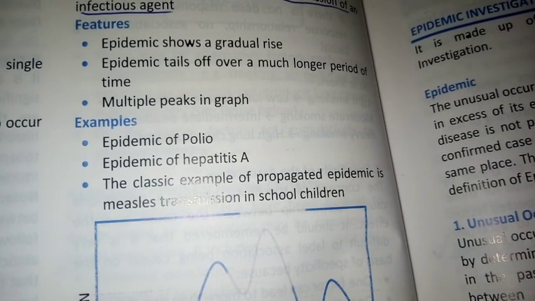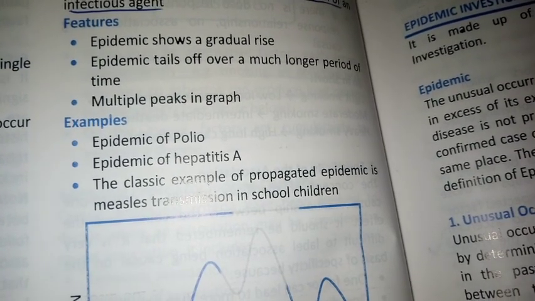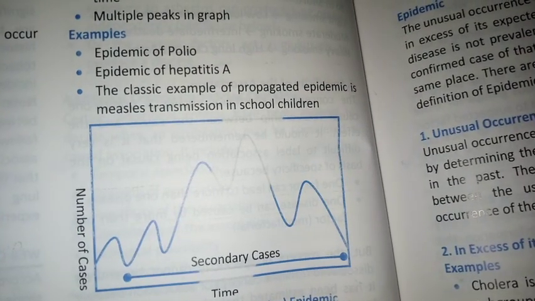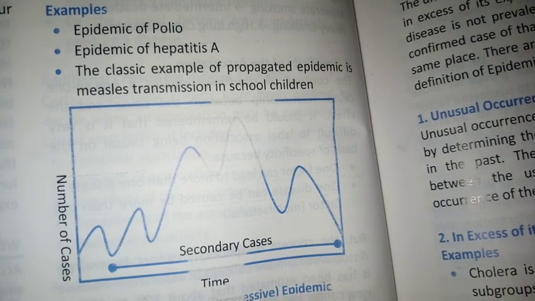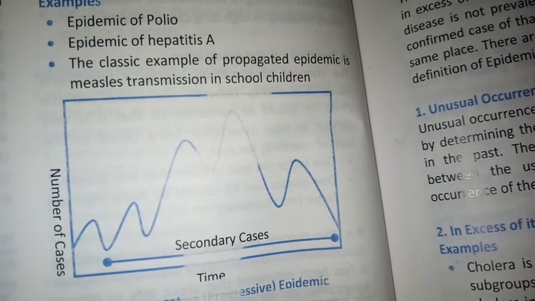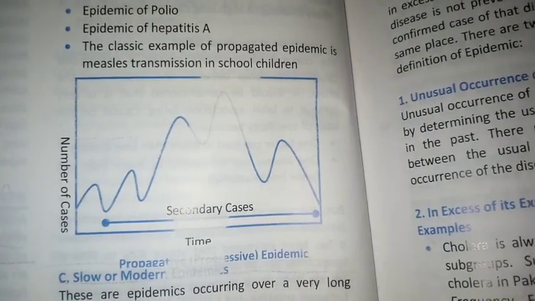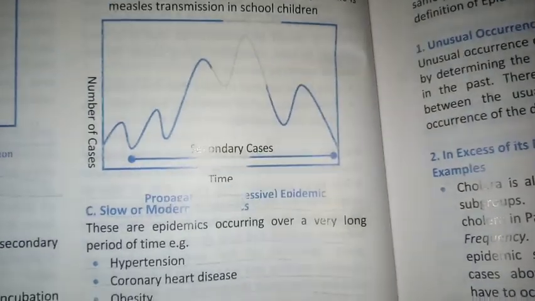The first one was gradual increase, the second one was the epidemic tailing off over a much longer time, and the third one was multiple peaks in the graph. Then examples are the epidemic of polio and the epidemic of hepatitis A. A classic example of a propagated epidemic is measles transmission in school children. Here is the curve which shows you the number of cases and secondary cases.